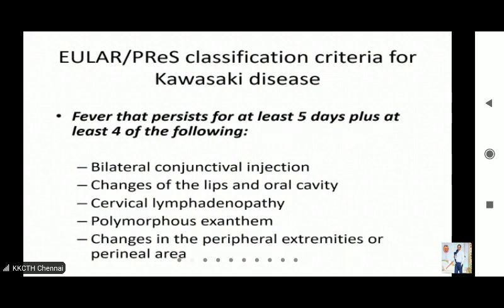Basically, it's fever for more than 5 days with 4 of the following: non-purulent conjunctivitis, changes of the lips and oral cavity, cervical lymphadenopathy, polymorphous exanthem, and changes in the peripheral extremities. When you have less than 4 features, you call it incomplete Kawasaki. And they may present with some other abnormal finding. For example, a child presenting with a UTI and has got a coronary aneurysm, or presenting with hepatitis or amoebic abscess and has got a coronary aneurysm, then you would call it an atypical Kawasaki.